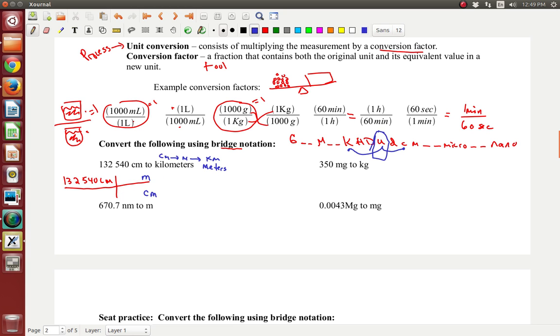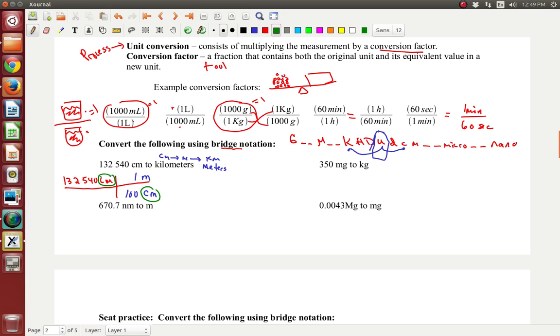Well, centi means 100. There are 100 centimeters in a meter, just like there's 100 pennies in a dollar, or 100 cents in a dollar. So 100 centimeters in a meter. So put the 100, just leave it in blue, 100 down here, and 1. Now we have centimeters in the numerator and the unit for centimeters in the denominator.